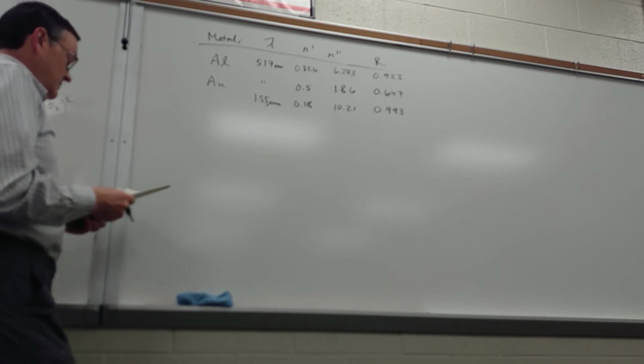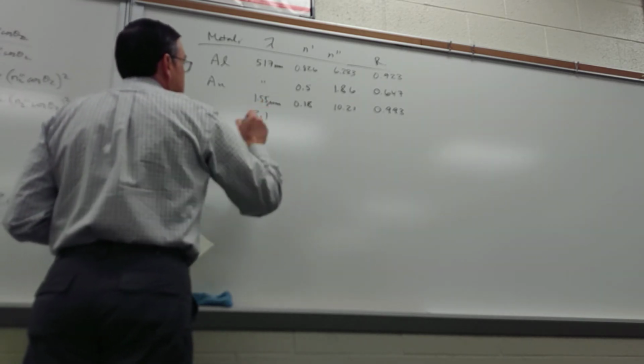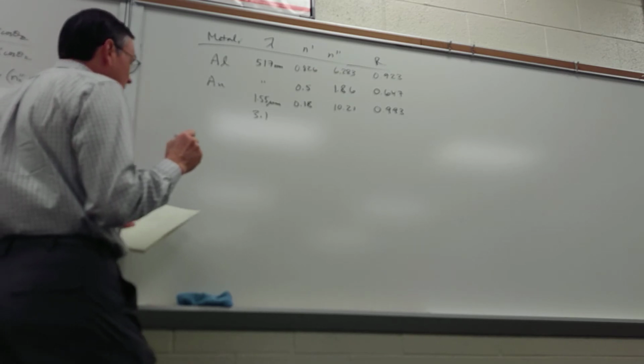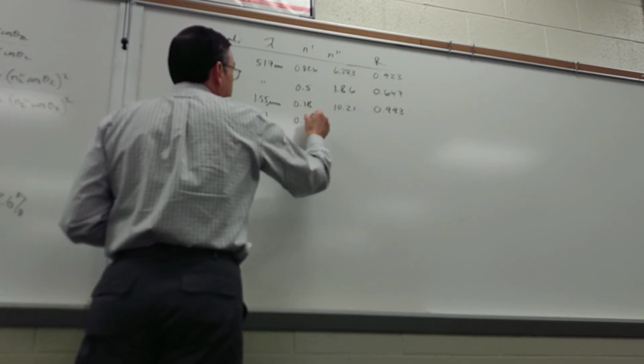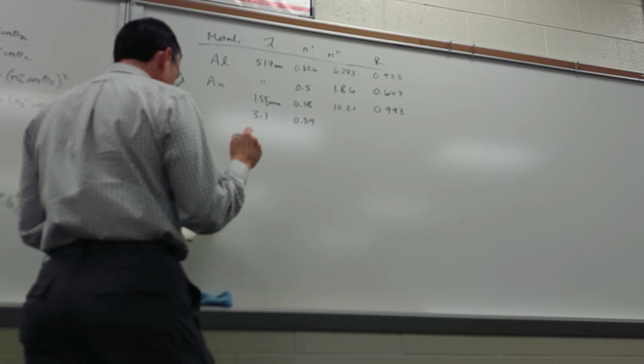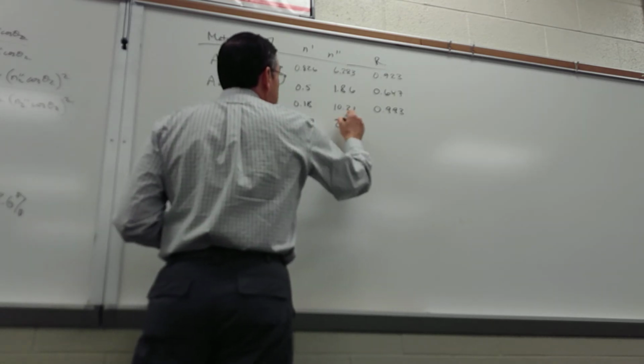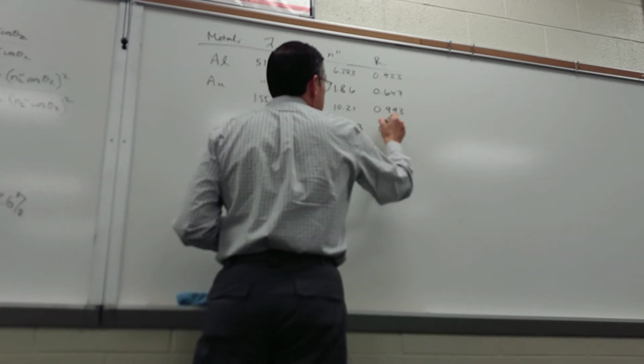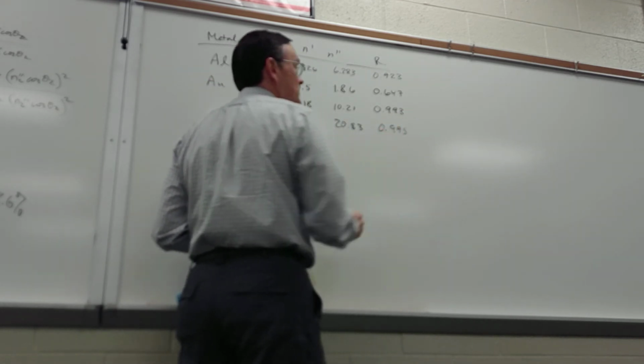If we look at 3.1 microns, then the real part is 0.59. The imaginary part is 20.83. So the reflectance is 0.995. It's even better.